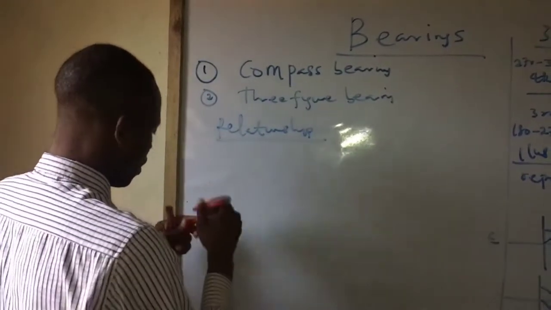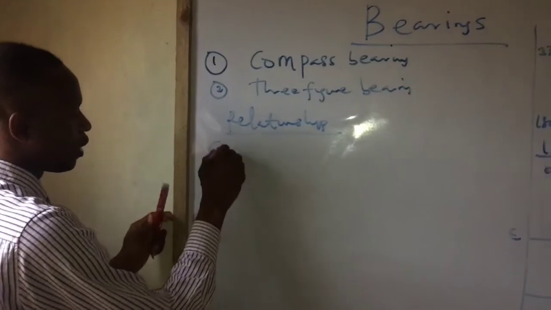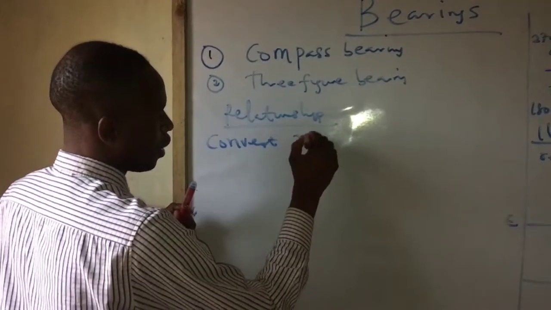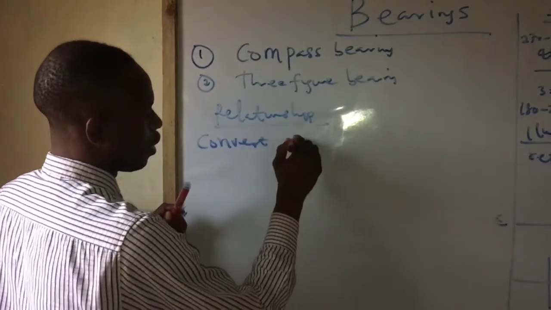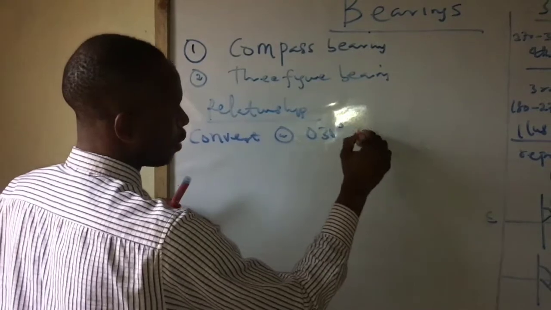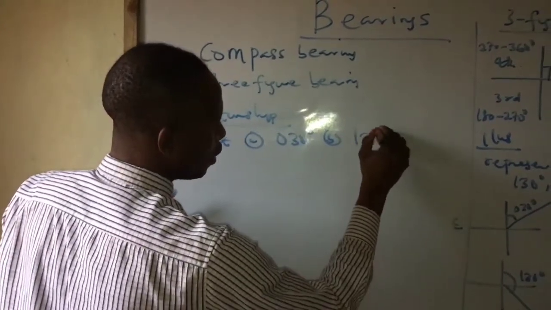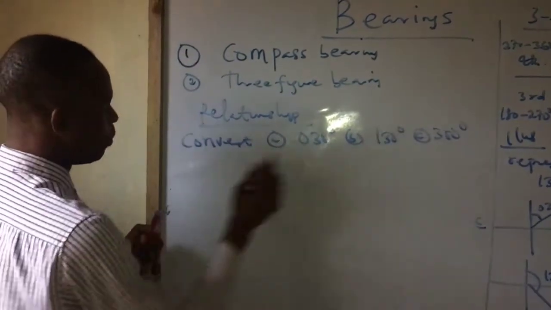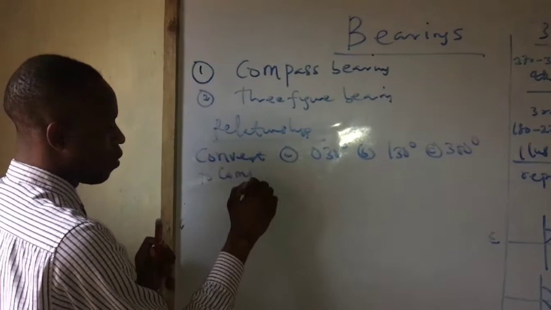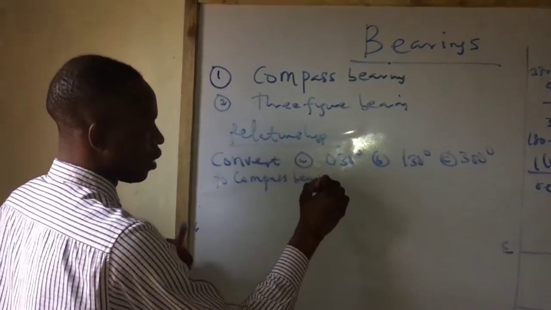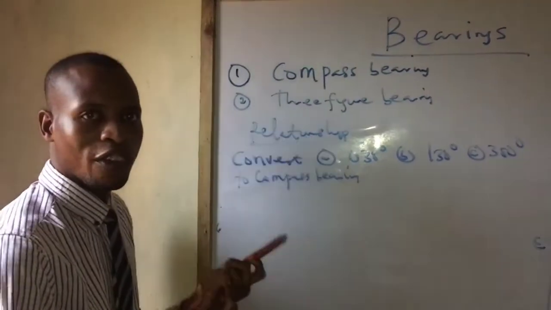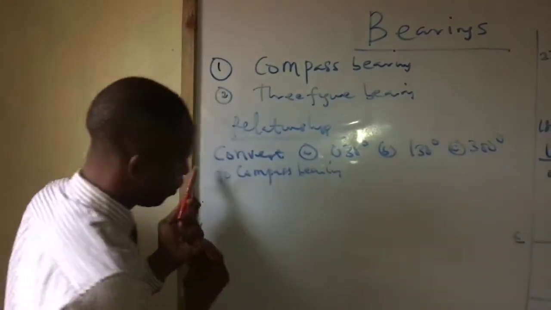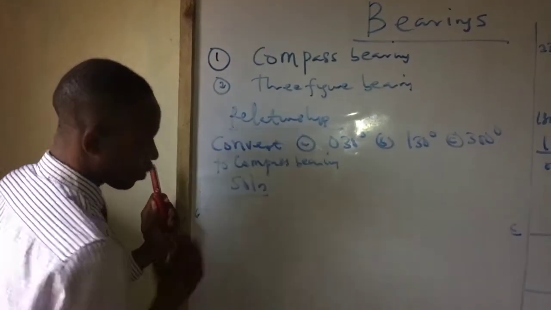Relationship. Okay. Now the question says convert 030 degrees, 130 degrees, and 300 degrees. These are three-digit bearings to compass bearing. Now how do we convert these two? Okay. Now these are three-digit bearings. We do that. Solution. Okay.